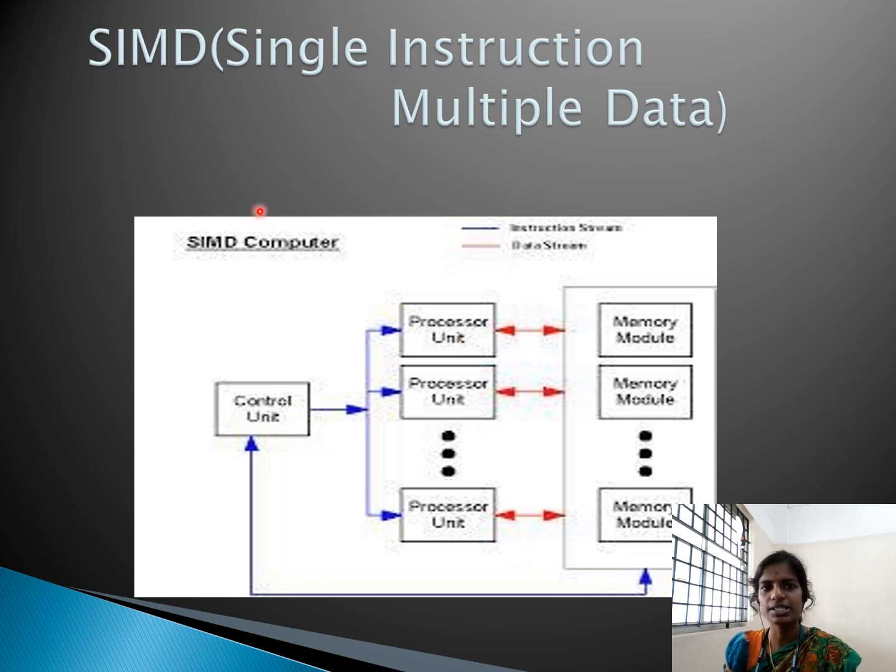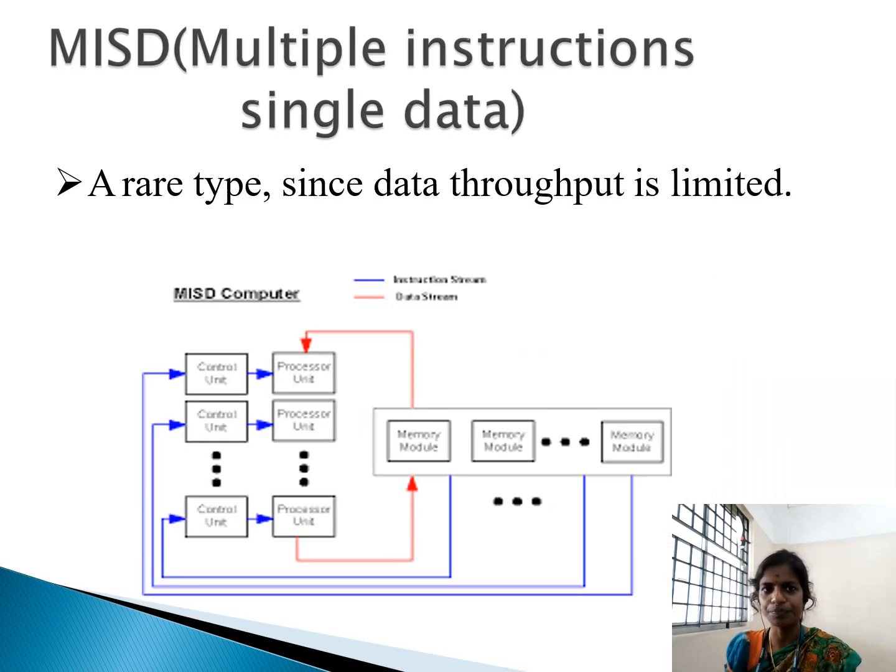So this is the single instruction stream and multiple data stream. And the third one is multiple instruction stream and single data stream. So this is the rare type. We don't use this particular type of processor.